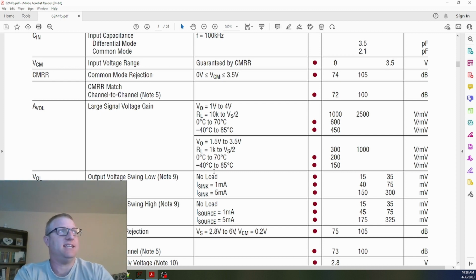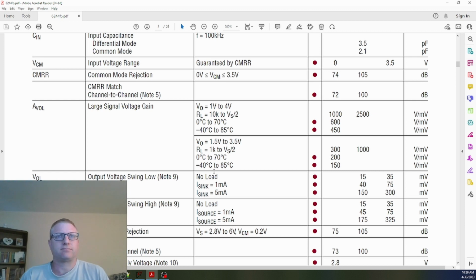The first one is this VCM. It's the input voltage range. So even though the output is rail to rail, that does not necessarily mean that you can put rail to rail on the input pins. The input pins themselves have a specification VCM, and on this part it is 0 to 3.5 volts. That means that you cannot go over 3.5 volts on the input pin. Even though this is a 5 volt rated part, where you can put 5 volts on the V plus and ground on the V minus, so you have a 0 to 5 volt rail to rail, you can only go 0 to 3.5 volts on the input pin.